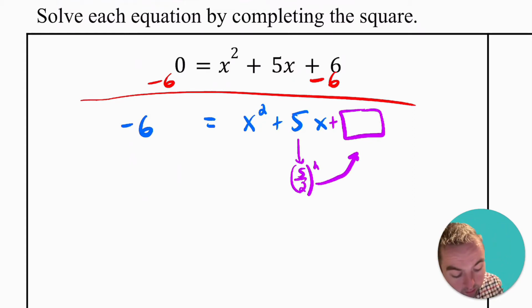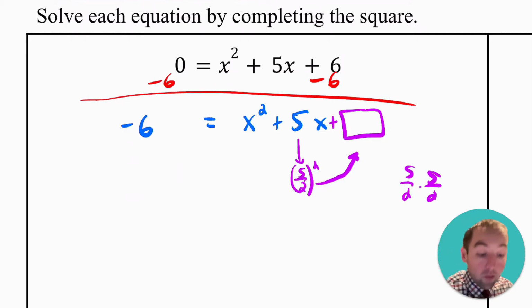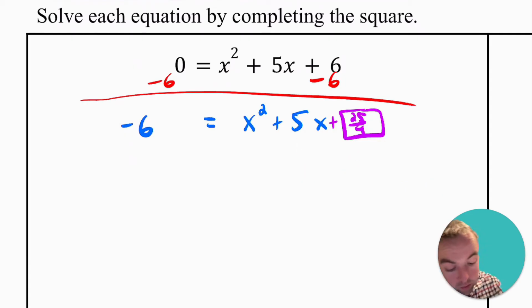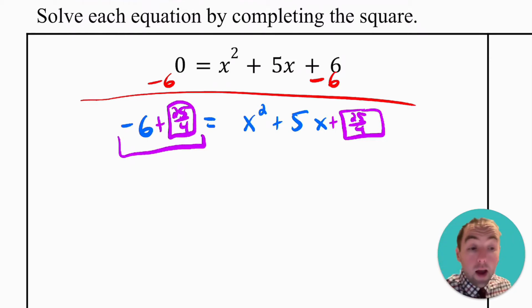If I square 5 halves, it's the same thing as 5 halves times 5 halves. So you'll get 5 times 5 on top, which is 25, and then 2 times 2 on the bottom, which is 4. So we're going to end up getting 25 fourths as the value to complete the square. To keep the equation balanced, we're going to add 25 fourths to the other side. And so what I'm going to need to do is add those couple of numbers, the negative 6 with the 25 fourths.